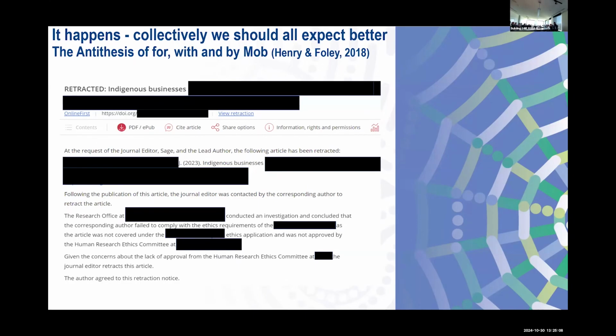And in terms of research, there is still a volume of research that comes out that is the antithesis of with and by mob. I've de-identified that paper, but it's from 2023, and it's by a non-Indigenous, non-First Peoples academic talking about us. Certainly there are a group of us who found that paper incredibly disappointing, and collectively as scholars we should all accept and expect a lot more than what that paper offered.